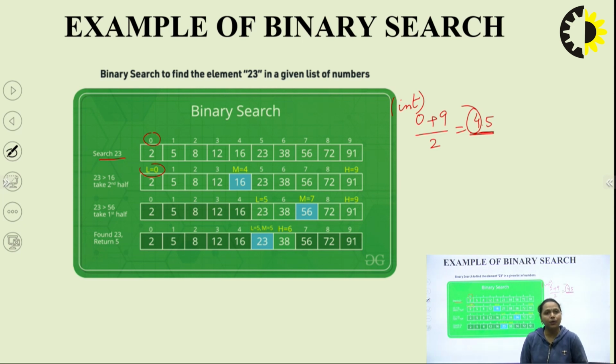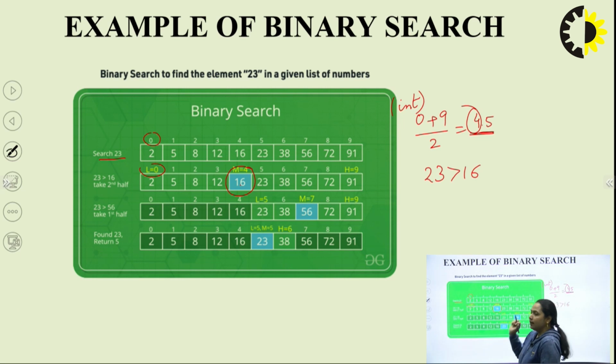So what is the middle position? The middle position is 4. So 16, which is stored at index 4, is the middle element. Now the middle element is compared with 23. What is the relationship between 16 and 23? 23 is greater than 16, which means 23 must be present on the right side of 16. So we have to look for 23 in the right half of the list.